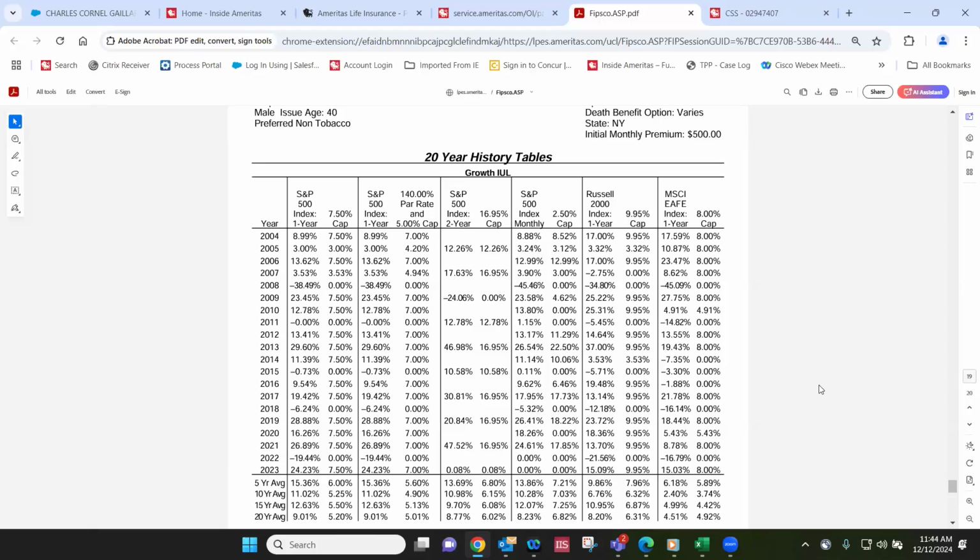And then what happens is we are showing you the 20-year history, assuming it had our current cap rates applied to it. So for instance, as it stands today, the S&P 500 index one-year point-to-point cap in the state of New York is 7.5%. If you back test this on what the S&P 500 has done over the last 20 years, the 5-year average would have been a 6% return, applying that 7.5% cap. The 10-year is 5.25%, the 15-year average is 5.5%, and the 20-year average is 5.2%.